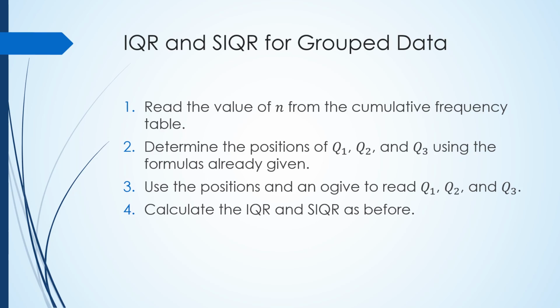Once we have that, we use the same formulas we learned earlier to find the positions of Q1, Q2, and Q3. But we need the actual values, and that's where the ogive comes in. We locate each quartile's position on the cumulative frequency axis, draw a horizontal line to the ogive, and then drop a vertical line to the horizontal axis to get the corresponding quartile values. Once we have those, we calculate the IQR and SIQR just like we did before.